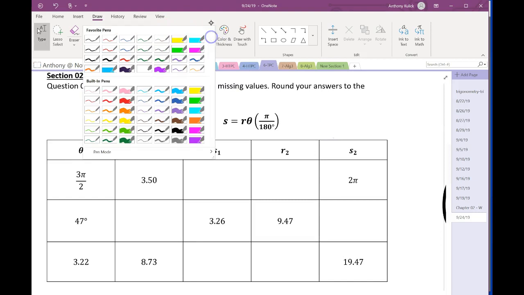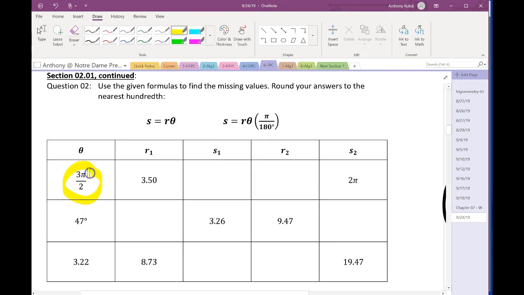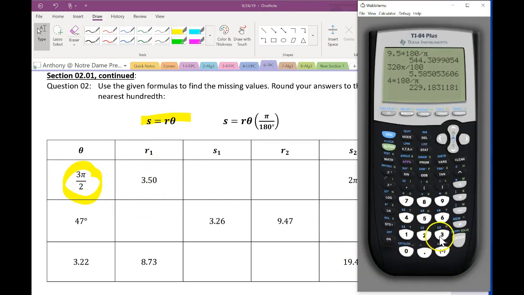In the first situation, the angle I'm given is in radians, so I should be using the radian formula. To figure out S1, I know theta and I know R1, so I can just plug those in together. So I can do 3 pi over 2 times 3.5. That's going to give me 16.49.